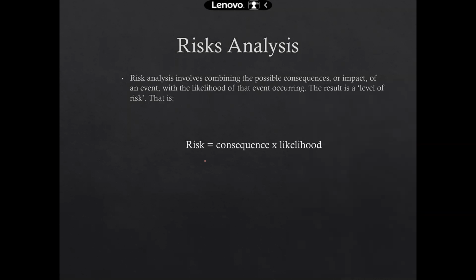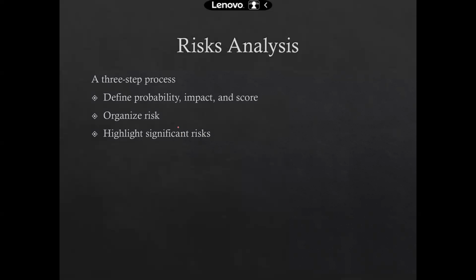Now, the risk is basically the product of the consequences and the likelihood. If you want to evaluate the severity of the risk, you must understand what consequence that risk may have on your business, and you should also evaluate the likelihood, or the probability of the risk occurring. The product of these will provide you the exact amount of risk present for your venture. So first, we are going to define the probability and impact score.